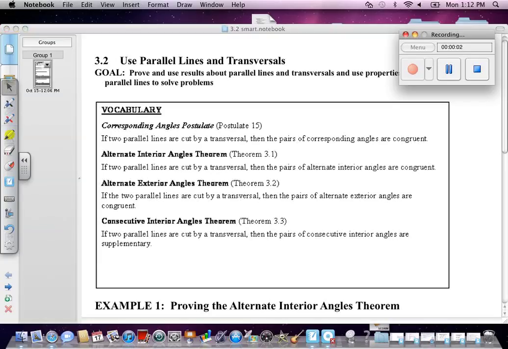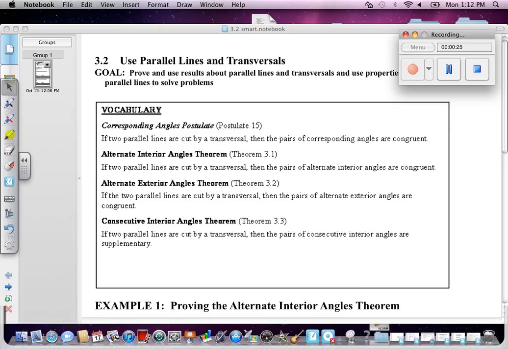So now we're looking at 3.2. So these are postulates and theorems. So we just did parallel postulate, and I think you just had parallel postulate for your last, for 3.1? Parallel and perpendicular. And now we're looking at corresponding angle postulate, alternate interior angle, alternate exterior angle, and consecutive interior. So we've talked about what each of these are.